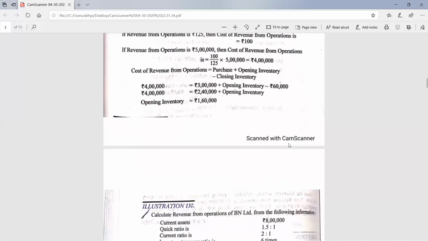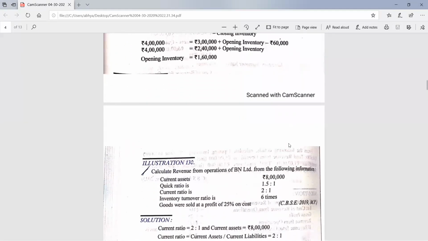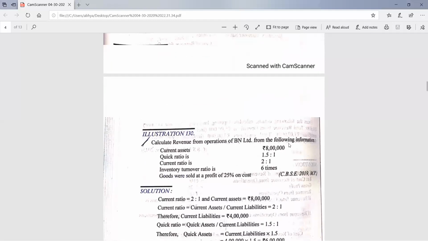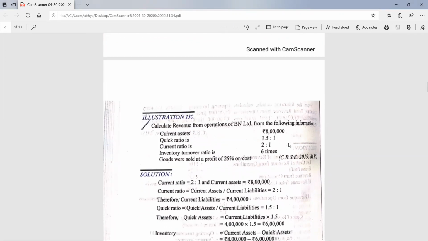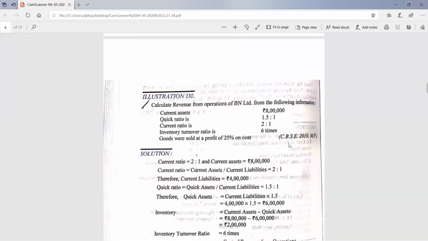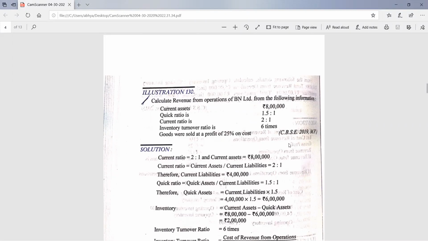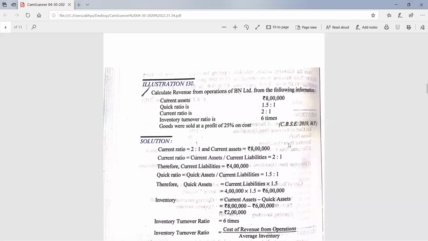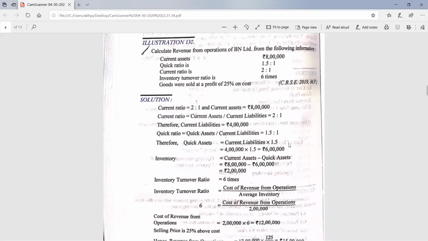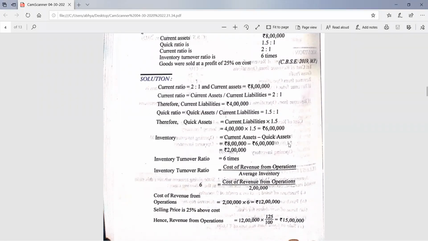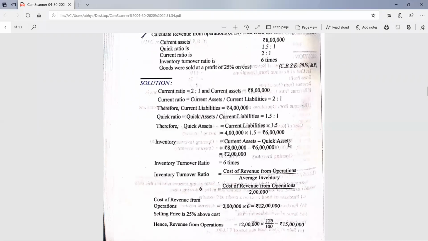So the next question, calculate RFO of BN Limited from the following information. So goods were sold at 25% on cost, and this is how we will be calculating the RFO. I'll also be sending this PDF in the group, so later on you can analyze your answer again.